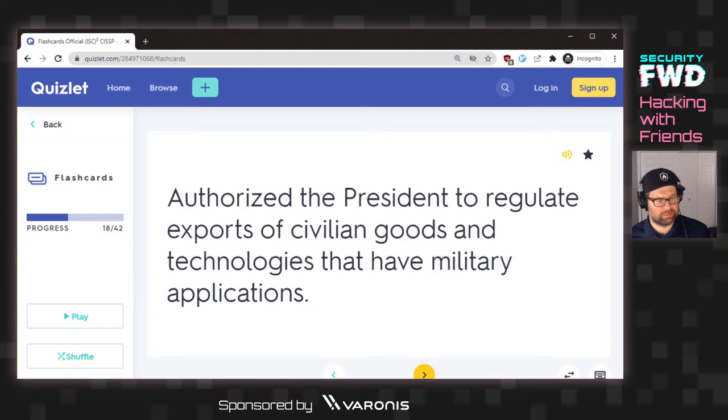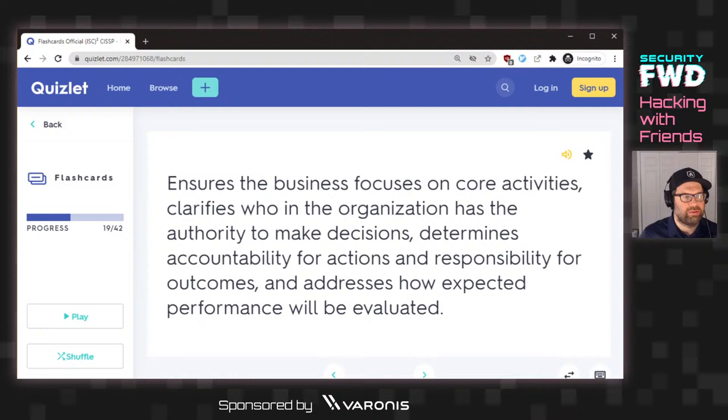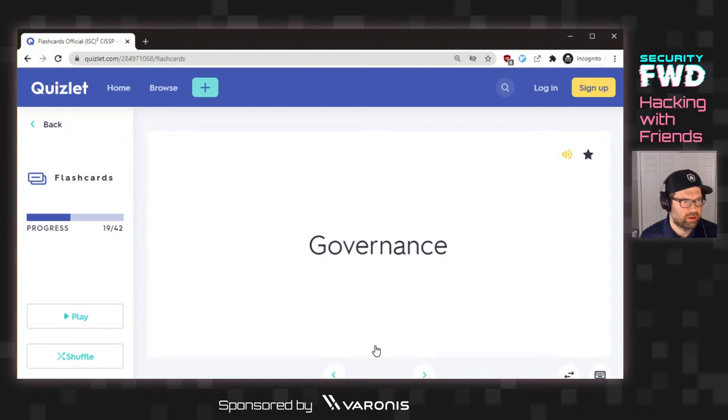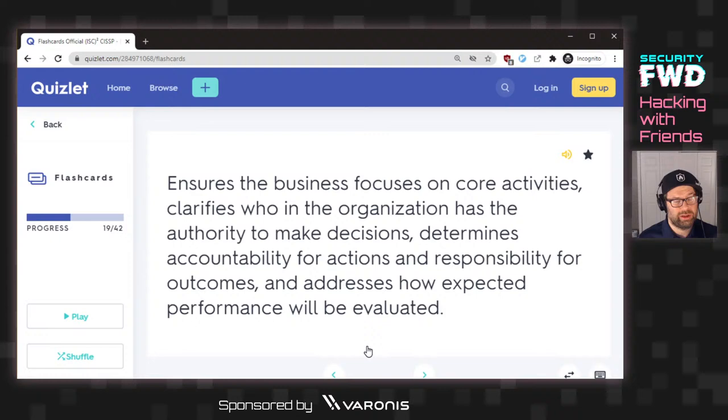Okay. Ensures the business focuses on core activities, clarifies who in the organization has the authority to make decisions, determines accountability for actions and responsibility for outcomes, and addresses how expected performance will be evaluated. These are organizational controls. Kind of like the one on compliance tricked me. Maybe this is something similar, that it's just a large, broader concept. Sure, the business focuses on core activities. I don't know. Governance. Okay. Now I feel kind of silly because that's something Veronis. We talk a lot about data governance at Veronis, but ensures the business focuses on core activities, clarifies who in the organization has the authority to make decisions, determines accountability for actions and responsibility.